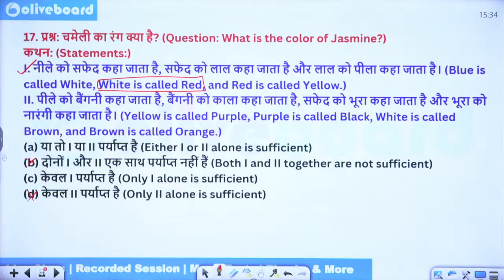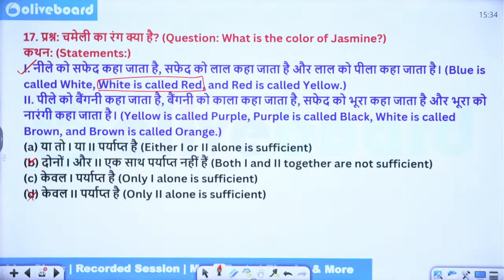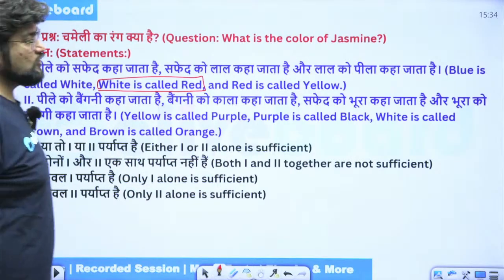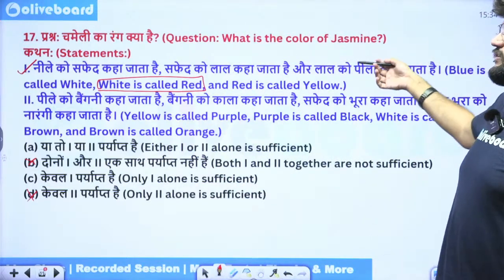The second one says yellow is purple, purple is black. Technically this should have been black is brown and brown is orange. So we would have only said 1 alone is sufficient. But they have changed it to white is called brown. That means this is giving you a different answer.